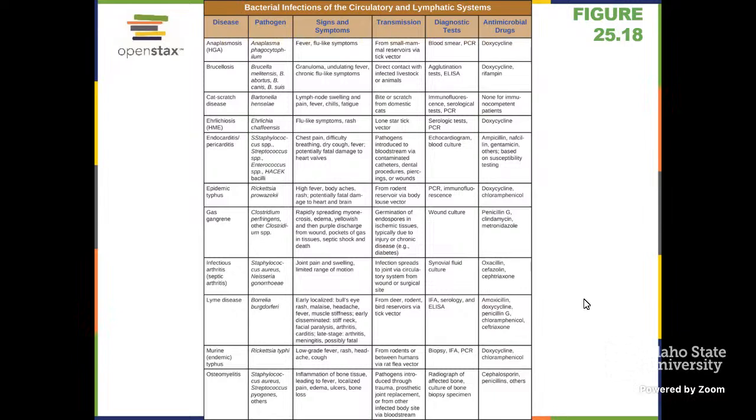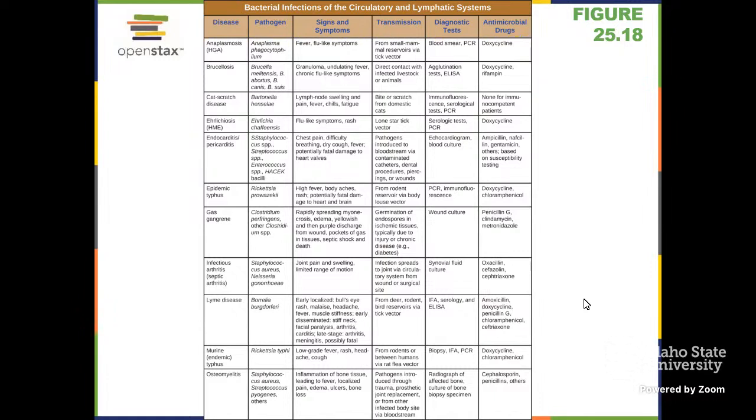Okay. Endocarditis, pericarditis, Staphylococcus, Streptococcus, Enterococcus, and a handful of others. This is just a grouping of some bacilli. We don't need to get bogged down with that. So the septicemia situation where organisms get into the bloodstream through all sorts of opportunities, catheters, dental procedures, piercings or wounds, all have some potential to bring these into the body and cause endocarditis.